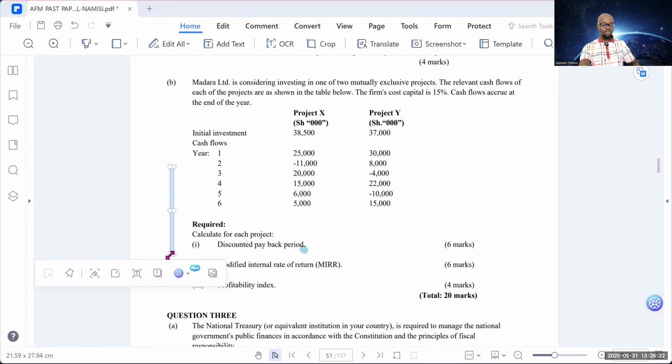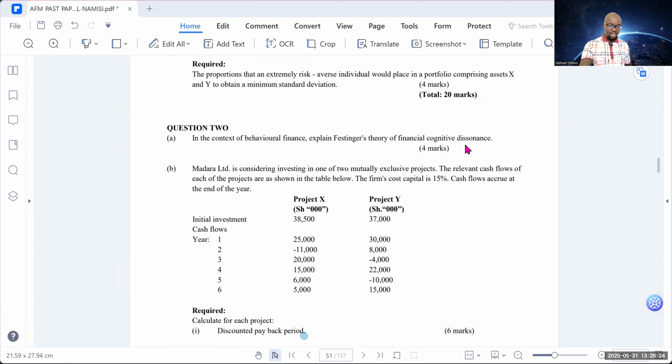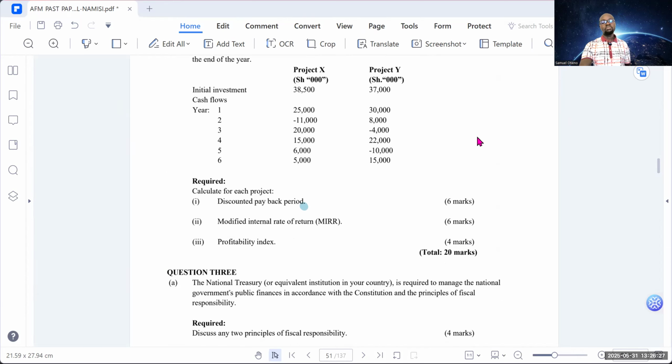So you can see that is totaling 16 marks. If you add it to the 4 marks for part A, then you have a total of 20 marks for that question. Interesting, right? Good. So let us go ahead and look at the discounted payback period, because that is the first evaluation method that we are discussing here today.